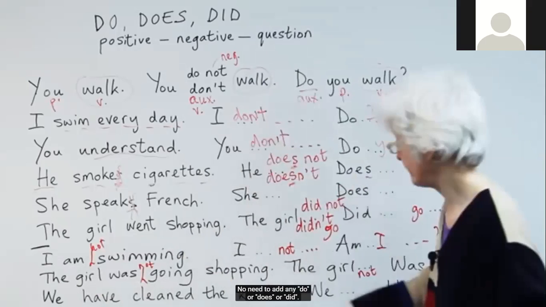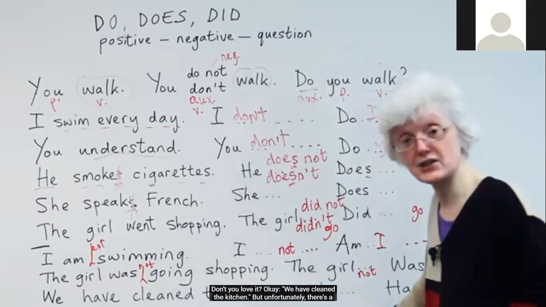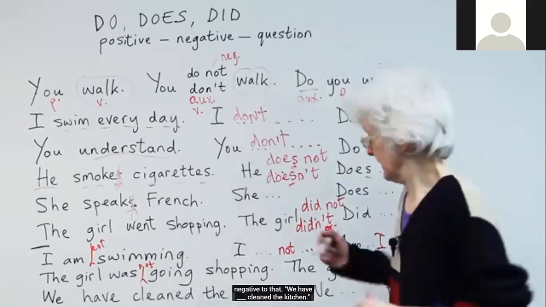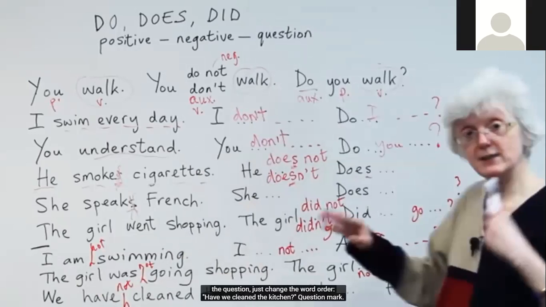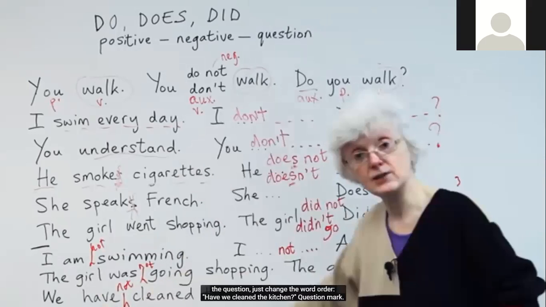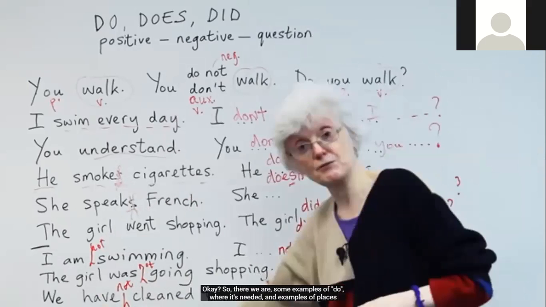Next, we have cleaned the kitchen. Sadly, we have not cleaned the kitchen. And the question changes the order: have we cleaned the kitchen? Question mark. Okay. So there are some examples where do is needed, and examples where it's not needed because of the auxiliary verbs.